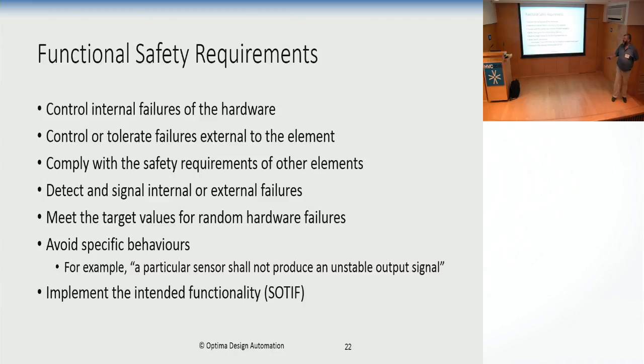How do you avoid specific behaviors? For example, a safety goal here can be a particular sensor shall not produce an unstable output signal. It has to be within certain variations of the voltage level, for example. And last but definitely not least, are you implementing the intended functionality? Not only are you protected from random problems, but are you doing the work that you are supposed to be doing?